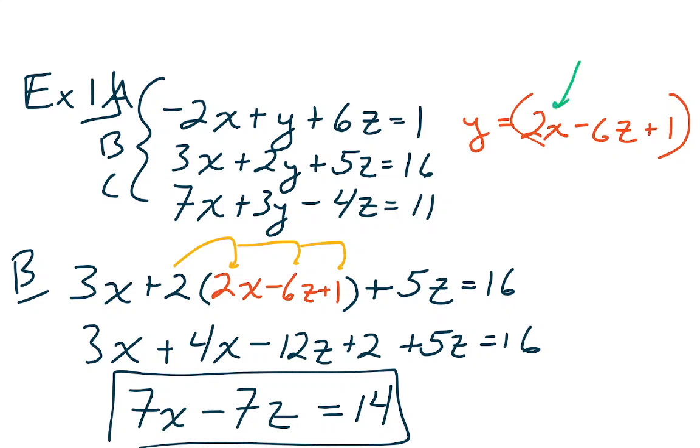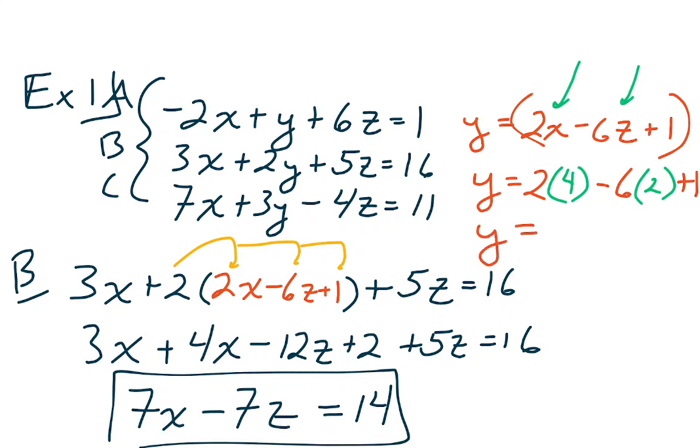My suggestion would be that you substitute back into this one since it's already equal to y. And if you do that, you're going to, of course, put a number 4 beside the number 2, and you're going to put a, what do we get for z? A 2. You're going to put a 2 beside that minus 6. Don't forget your plus 1. And what do you think? 8 minus 12 plus 1 is negative 3.